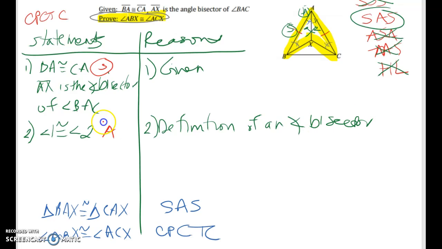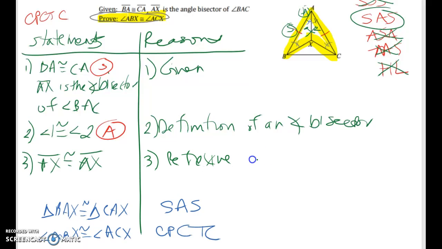Okay, well now I have an angle statement, which means I need another side statement because I'm using side, angle, side. So where am I going to get that from? Well, AX is a shared or common side between these two triangles. So 3, AX is congruent to itself, and that's the reflexive property. So now let me look. I have a side, an angle, and a side. I have 3 statements that show congruency between those parts. So 4, I have enough information to prove these triangles are congruent by side, angle, side.